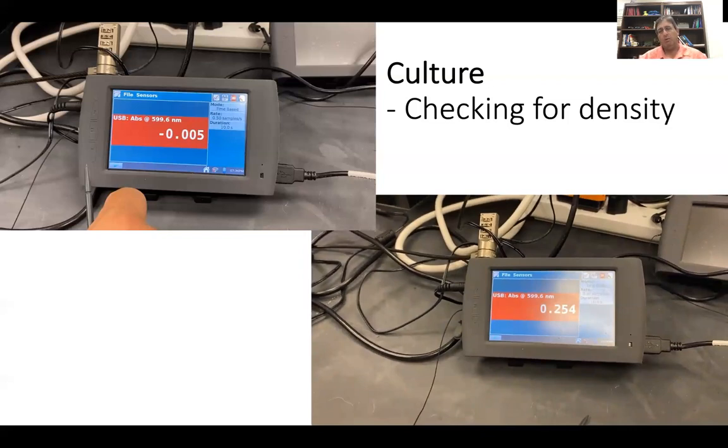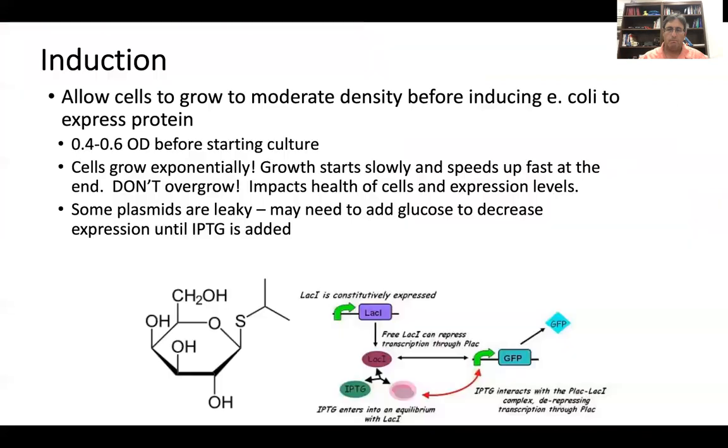You watch the OD, and when you get 0.6, maybe 0.7, add the IPTG. Then, based on your experience or your instructions, you let that go for 6 hours, maybe 8 hours at 37 degrees, overnight at 20 degrees, or longer at other temperatures.